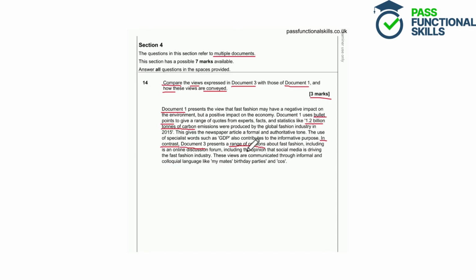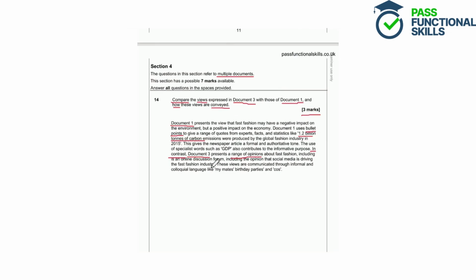We have got a slight grammatical error here with incorrect word order, so where it says including is an online discussion forum, this should come before this. So document 3 is an online discussion forum and it presents a range of opinions about fast fashion. So because this is a reading paper, you're not going to lose marks for your spelling, punctuation and grammar, but make sure any grammatical errors don't obstruct your meaning and the examiner can still understand what you're trying to say.